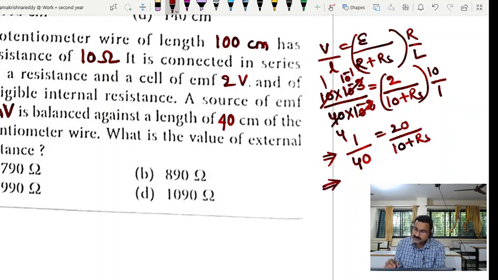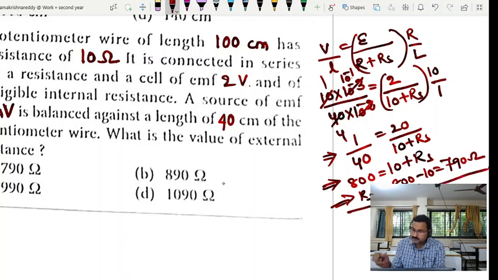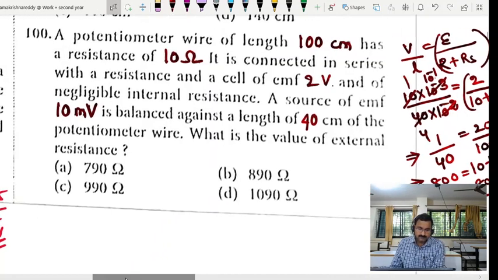Cross multiply that. 800 is equal to 10 plus RS. Therefore RS is equal to how much? 800 minus 10. That is equal to 790 ohms.